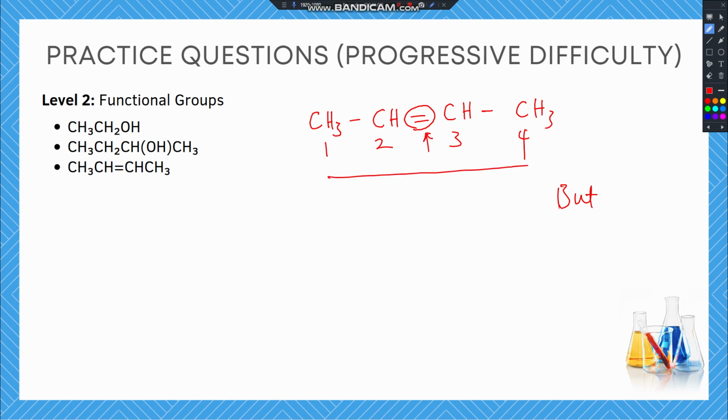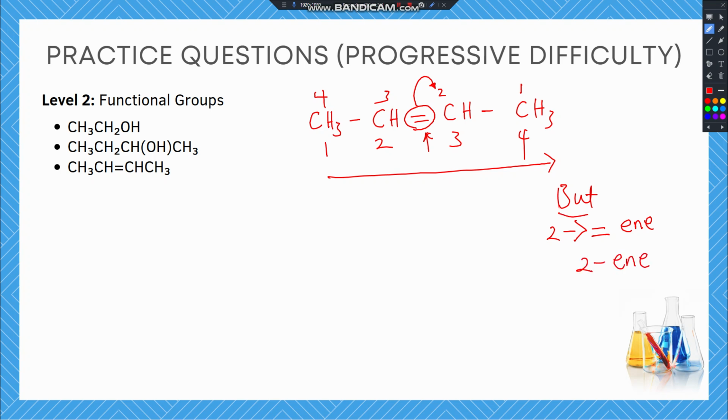So counting from left to right, this double bond is on carbon number 2. So we have a double bond on carbon number 2. If we count from right to left, this will be 1, 2, 3, 4. So this double bond will also be on carbon number 2. All right, so we have the identification of the double bond, which is 2 in.